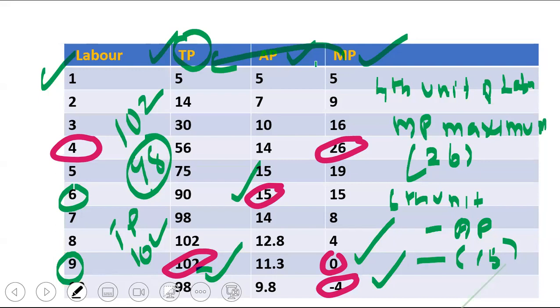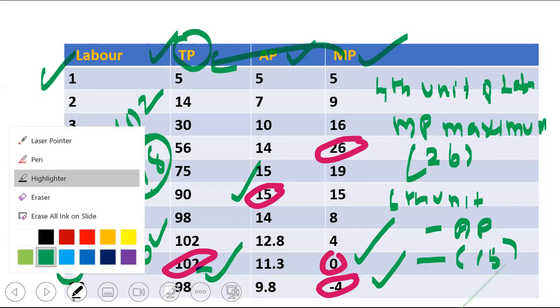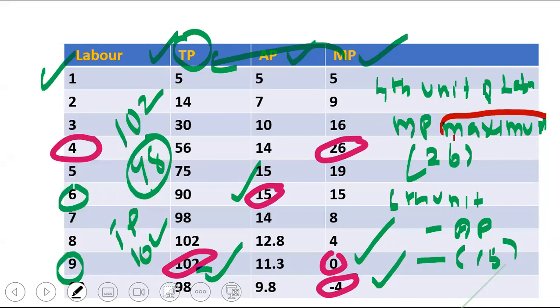26. What did you write? Said 26 again. Right. You are right, but I don't want the answer 26. I want this: MP is maximum. उधर लिखो आप, MP is maximum. Then when I am using the sixth unit of labor, AP is dash. What's the answer? AP is max. Perfect. AP is maximum. Right, children? Then, when I am using the 9th unit of labor, TP is dash.